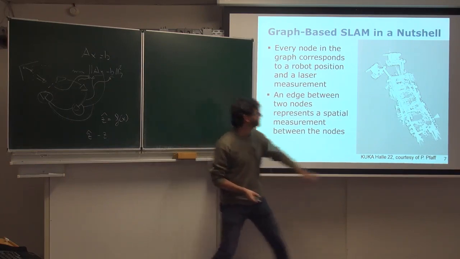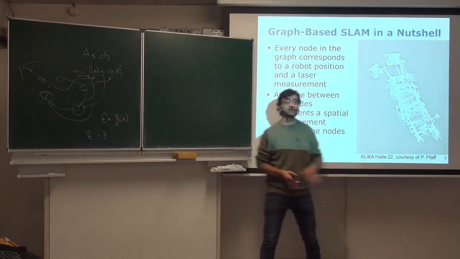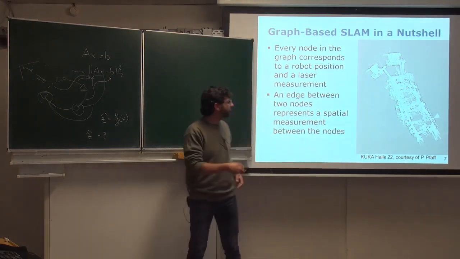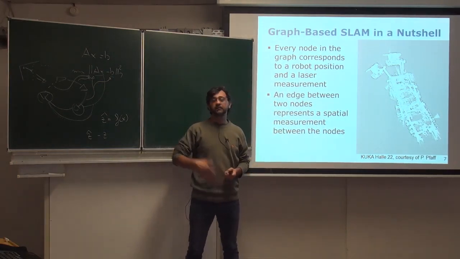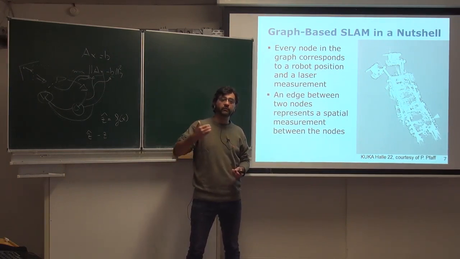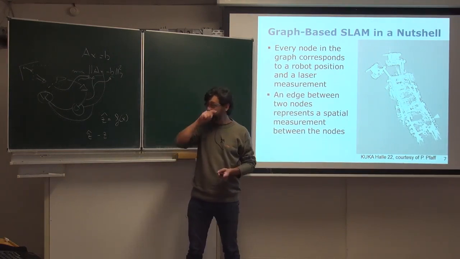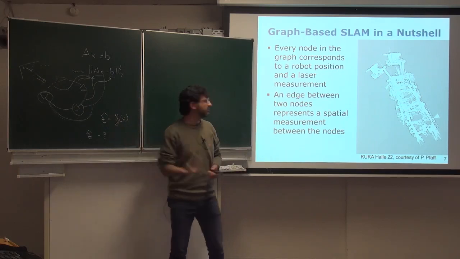Okay, and as you can see, this is not consistent. There's a lot of double walls. It's not a nice looking map. We have seen before that with filtering we can get a better map, and now we'll see how we can do it with a graph-based approach.